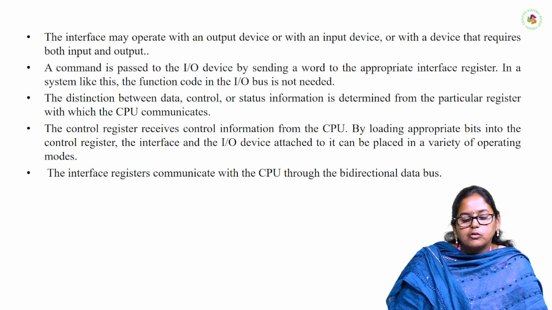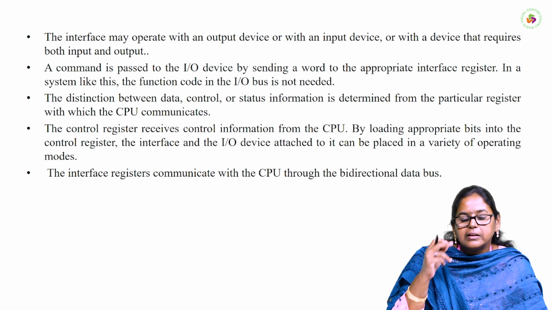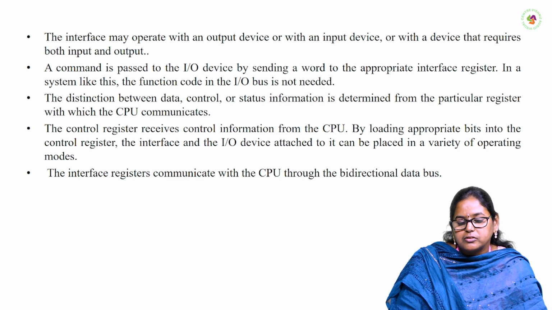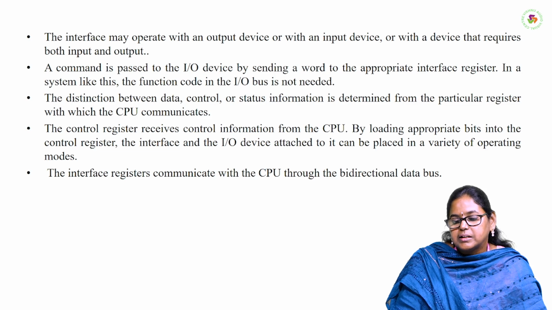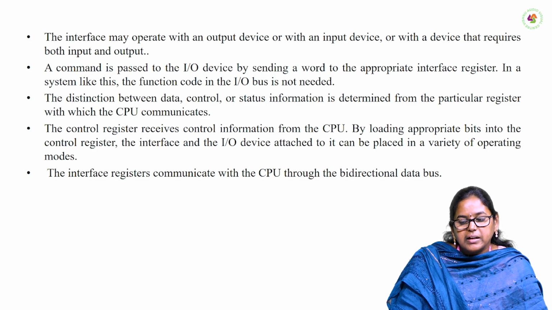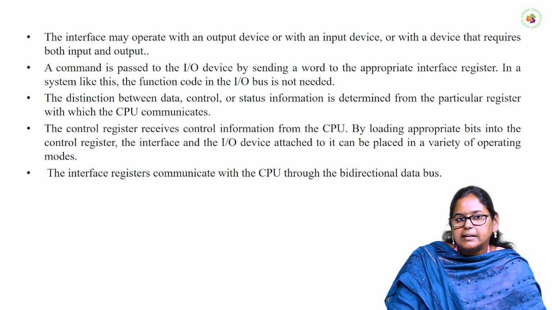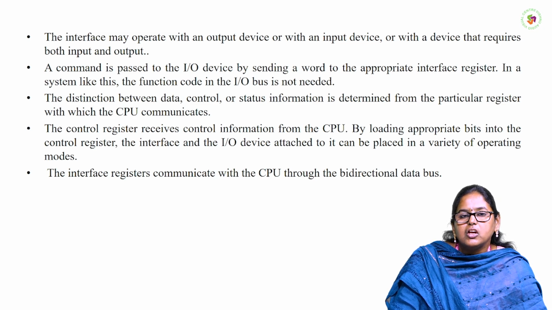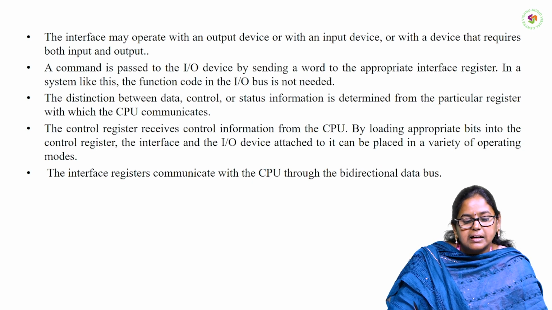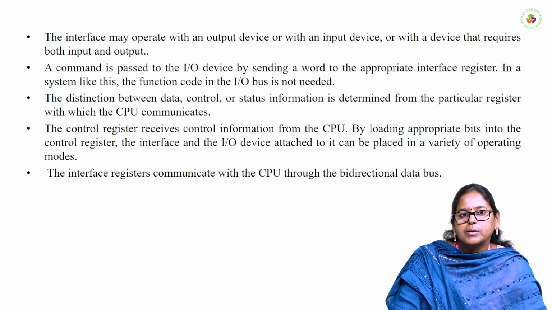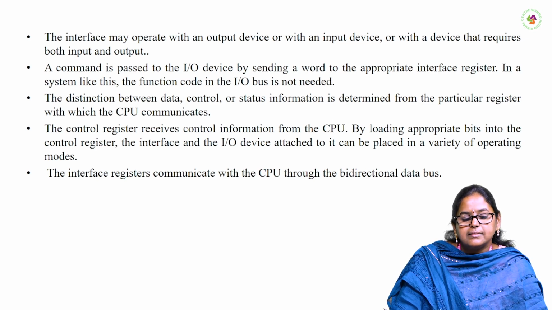And as I have told, when a command is passed to the IO device by sending a particular word to the appropriate interface register, it is stored depending upon whether it is data, in which case it will be stored in either the port A or port B register, and if it is control information, it will be stored in the control register, and if it is status information, it will be stored in the status register.